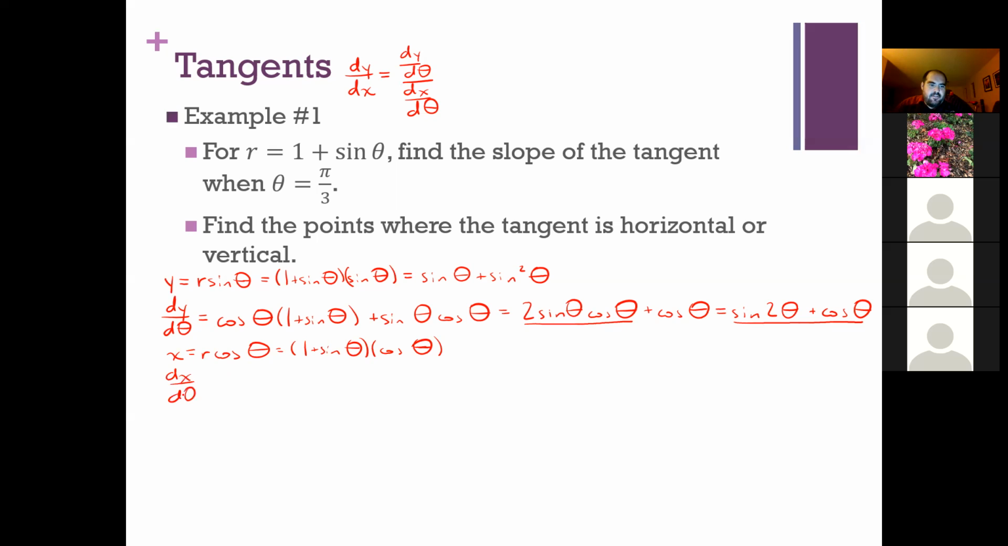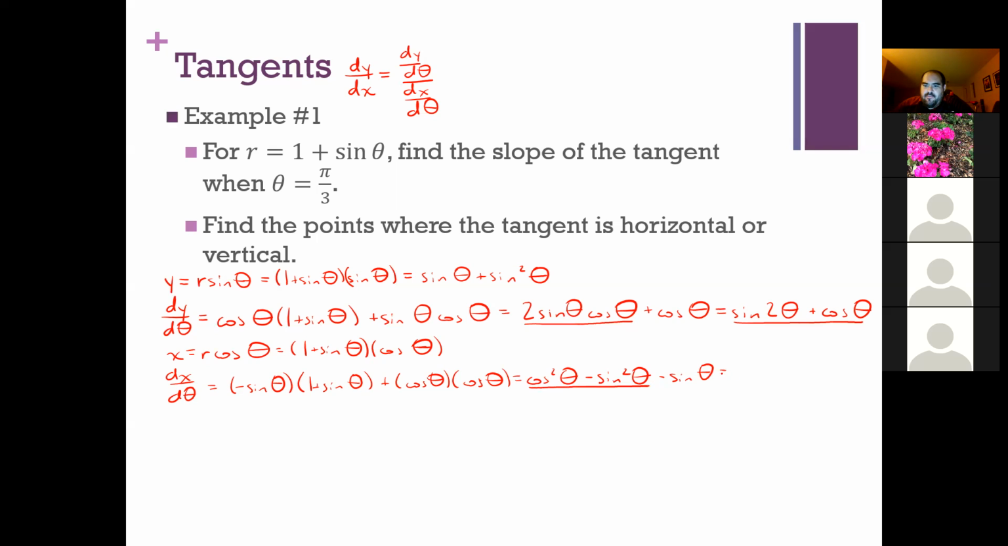We'll do it again. So dx d theta equals negative sine theta times 1 plus sine theta plus cosine theta times cosine theta, which is cosine squared theta minus sine squared theta minus sine theta. All right, what is this right here?